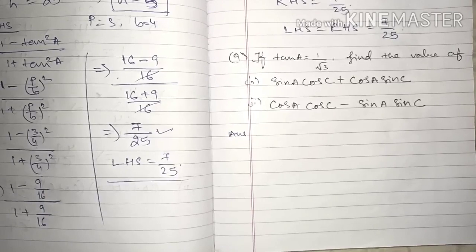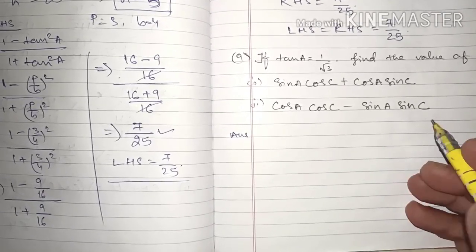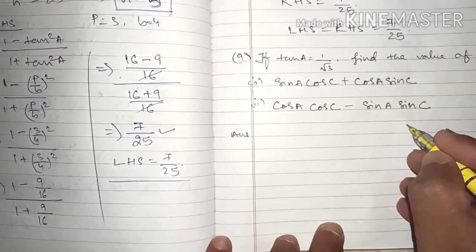In question number 9, it is given that in triangle ABC, right angled at B. So first of all I am going to draw a triangle ABC.